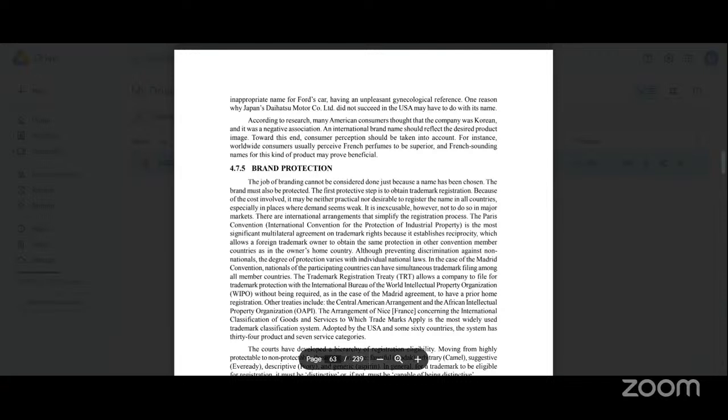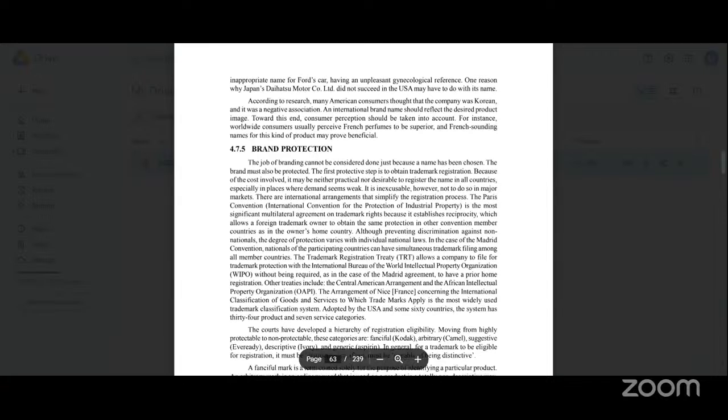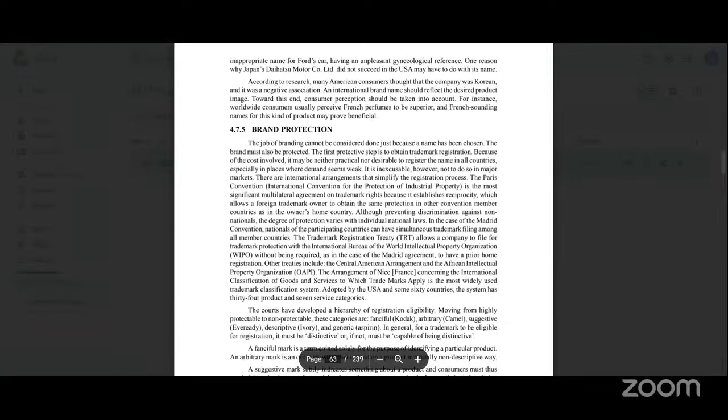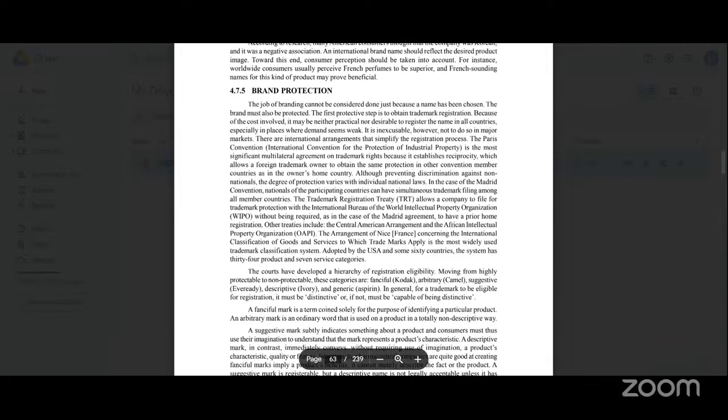So, an international brand name should fundamentally reflect the desired product image. This is where we are talking in terms of consumer perception. Consumers worldwide, for example, think that French perfumes are far superior to the rest of the world. So, they may actually like a French sounding name rather than something more commonplace.